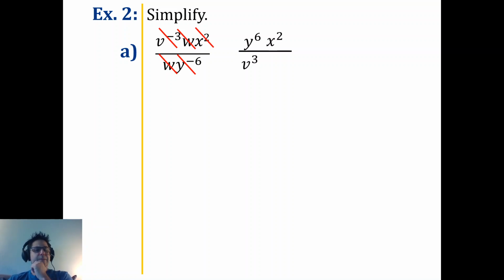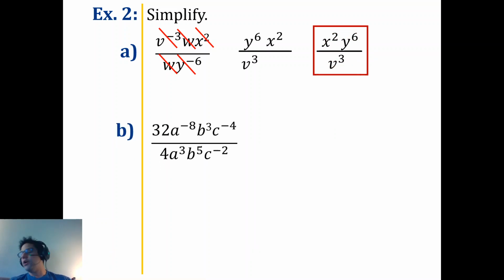Ooh, what don't I like about that answer, though? Yeah, that's right. We need alphabetical order. So let's make sure the x squared goes before the y to the 6th power for our answer. So if you wanted to, you could save yourself a step in writing it correctly at the beginning, or kind of like in the middle on my notes there.